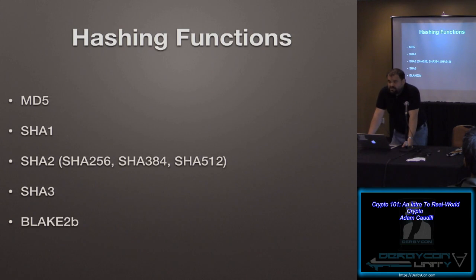SHA-2 is also known as SHA-256, SHA-384, and SHA-512, which is about to get confusing, because we now have SHA-3, which also has output of 256, 384, and 512 bits. The big difference between SHA-2 and SHA-3 is SHA-3 is a completely different type of structure. It was selected from a contest. It was not designed by the NSA. The security level of SHA-3 and SHA-2 is roughly equivalent at this point.